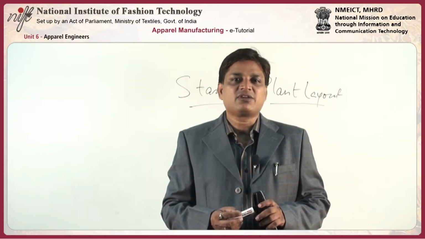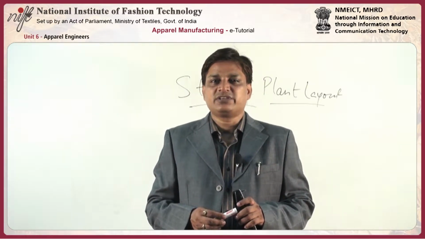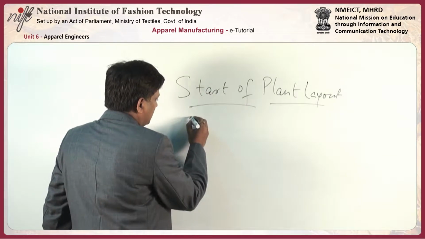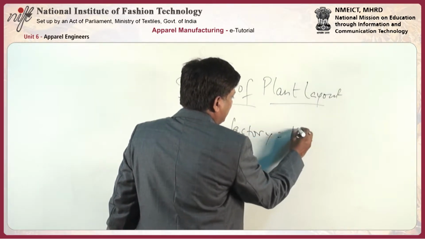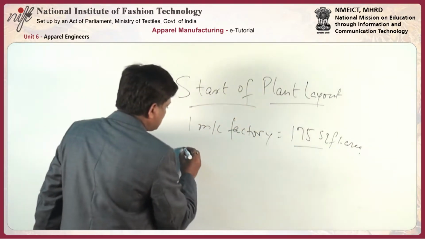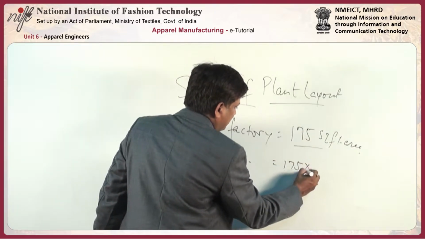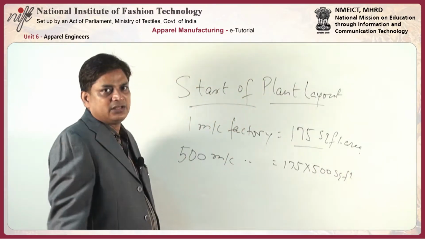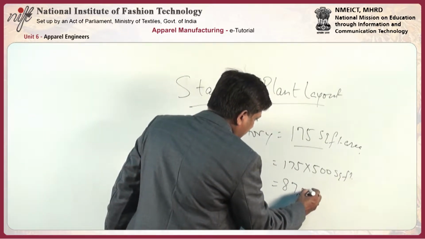Now the first step will be the calculation of the area. We know that for the setting of sewing machines we require approximately 175 square feet of area per machine. So suppose we are going to start the 500 machine factory. The area required is 175 into 500. These many square feet of area we require. This will come to around 87,500 square feet.